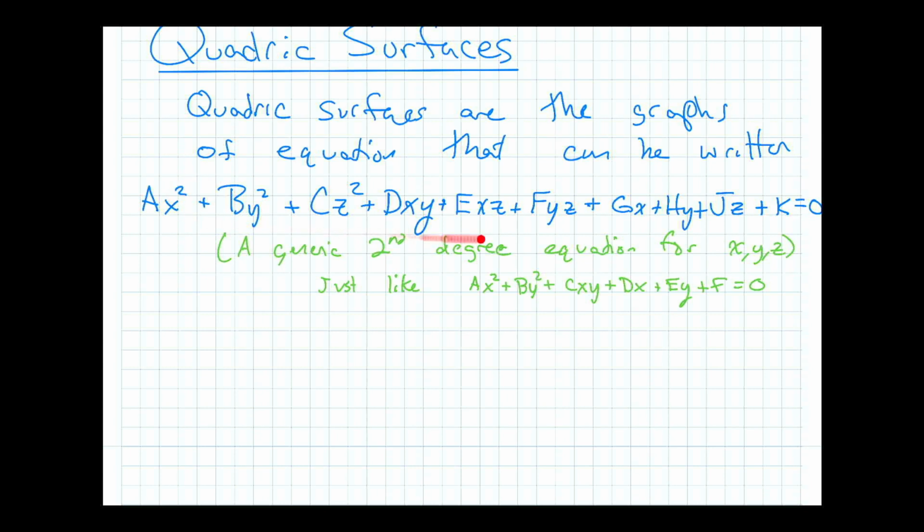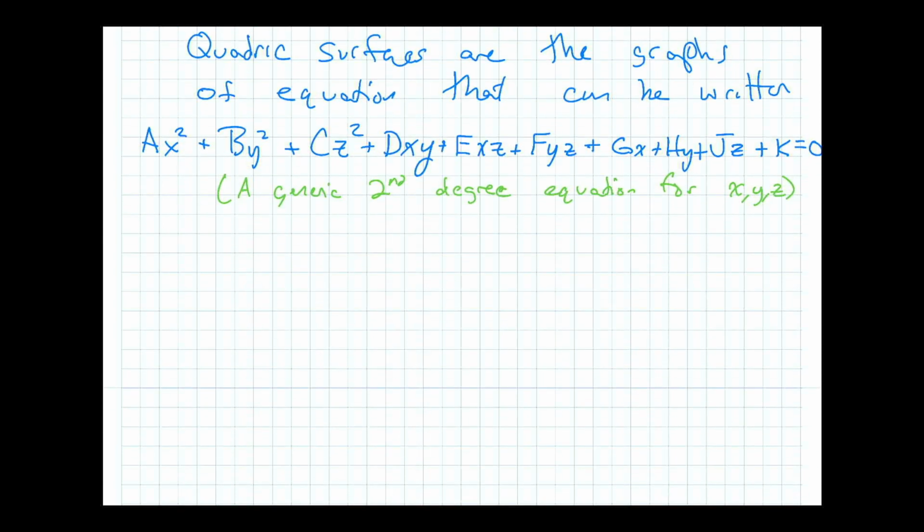Okay, now what do you do with this? Nothing. You do nothing with it. That's just what a generic second degree equation looks like. We're going to look at specific second degree equations. Okay, so specific ones. Our first one we're going to do is we are going to plot an ellipsoid.